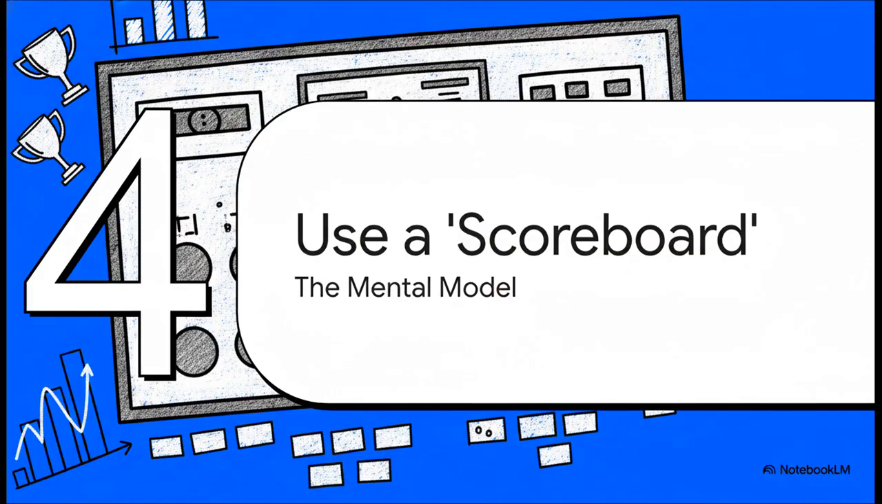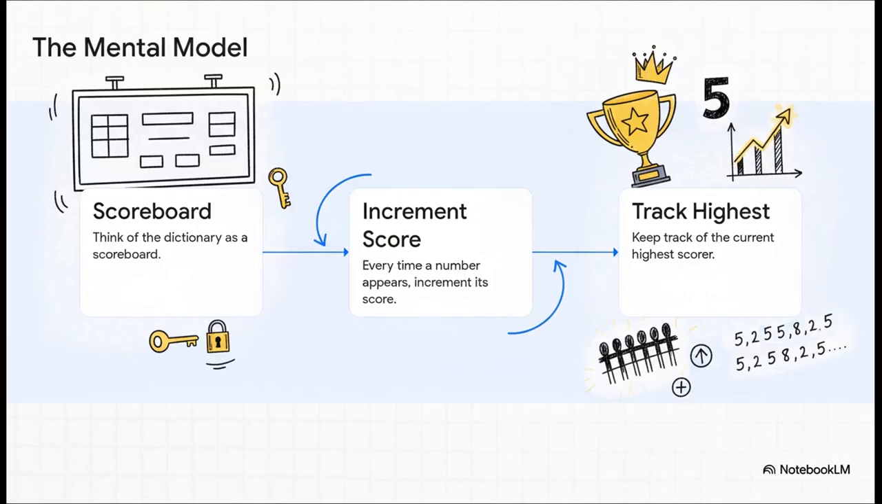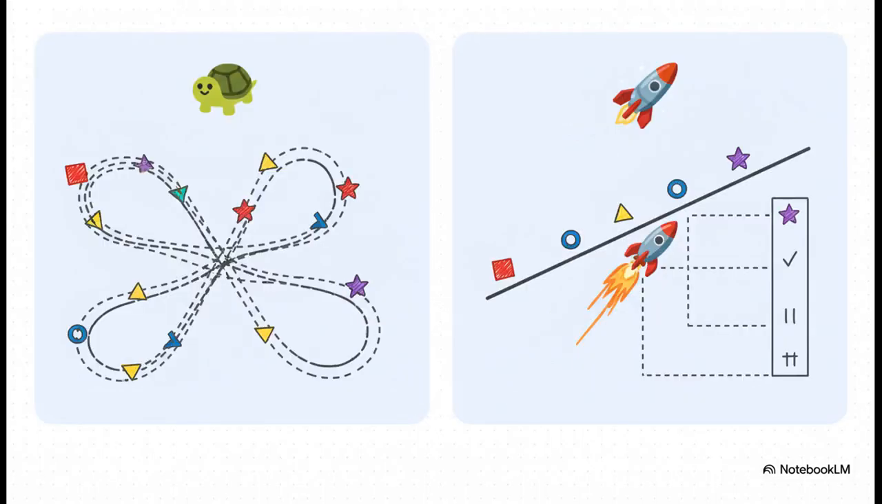So how do you make this pattern feel intuitive, easy? Forget the code for a moment and just picture a scoreboard. The mental model is really simple. Step 1, you set up a blank scoreboard. That's our dictionary. Step 2, you go through the list, and every time you see a number, you just give it a point. You just increment its score on the board. And here's the really crucial part. Step 3, as you're updating the scores, you're also keeping an eye on who's in the lead. Who has the highest score right now? By the time you get to the end of the list, whoever's at the top of the scoreboard, that's your answer.